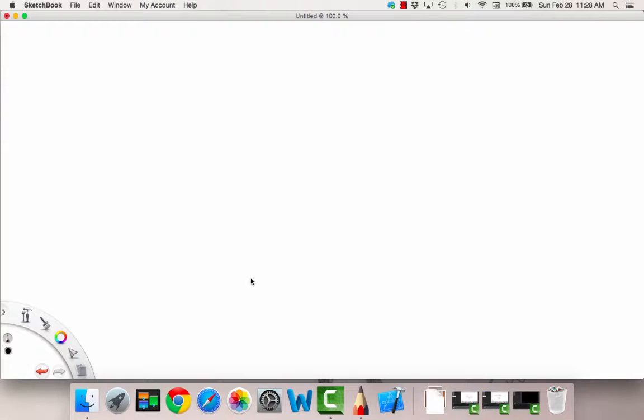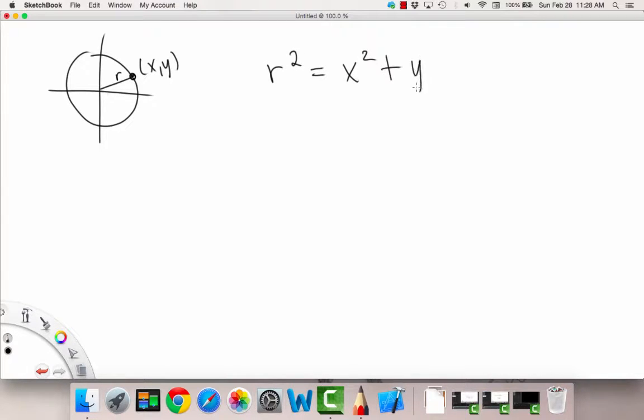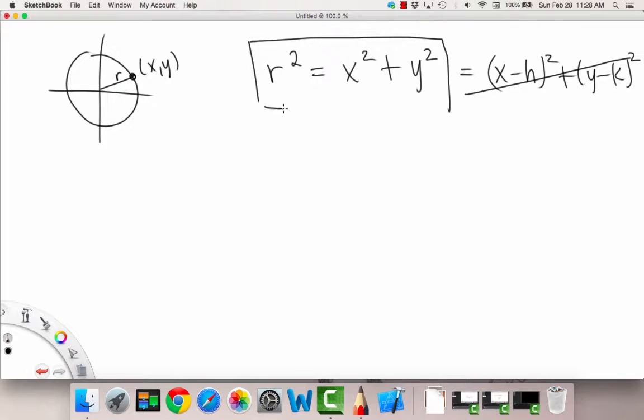So what do I mean by that? Let's say we're starting with a circle with radius r, and let's say this point is x comma y. We already know that the equation of a circle is r squared equals x squared plus y squared, or in another way, (x minus h) squared plus (y minus k) squared if there's any kind of shifting going on. But we'll ignore that for now. We're just going to look at circles centered at the origin, so h and k are both 0. So we're going to focus on this one right here.